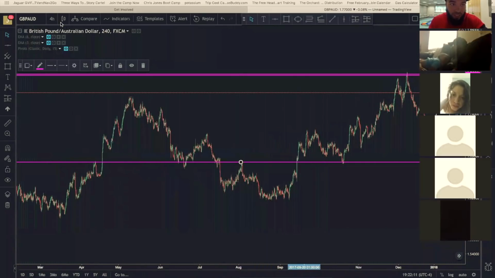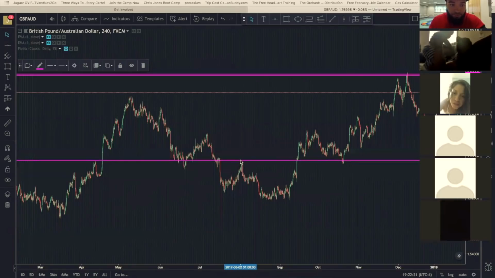Now, if you go to the daily, then they might last 2 weeks. They might last 3 weeks. But these 4-hour and 1-hour zones, a couple days.